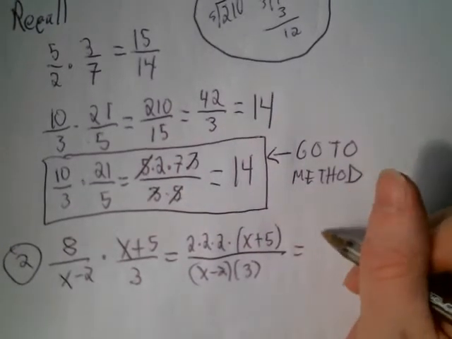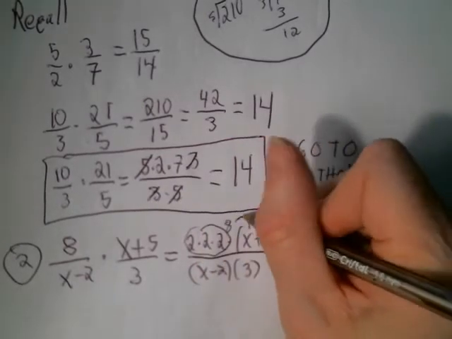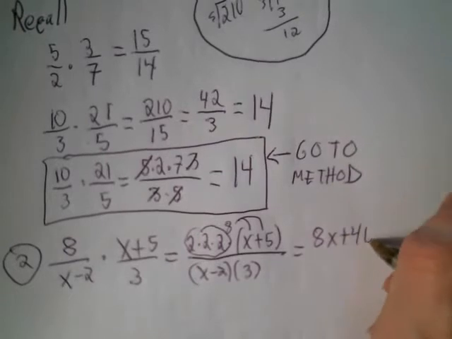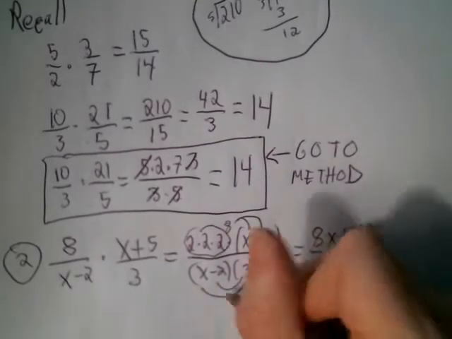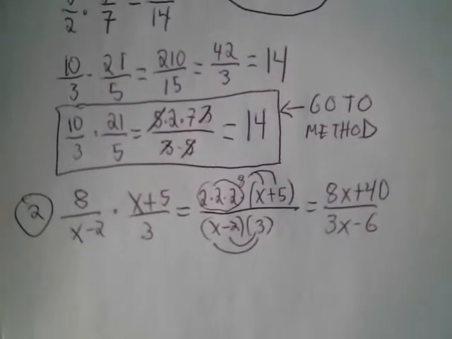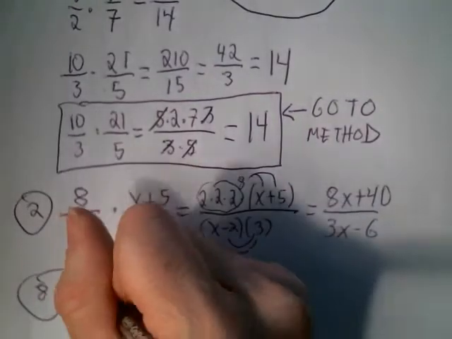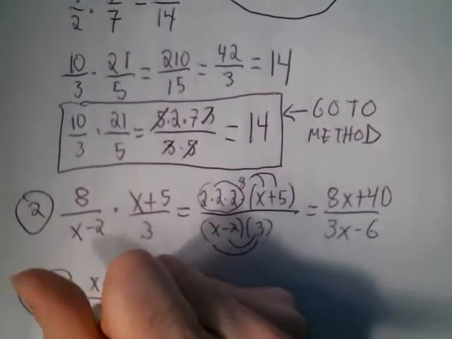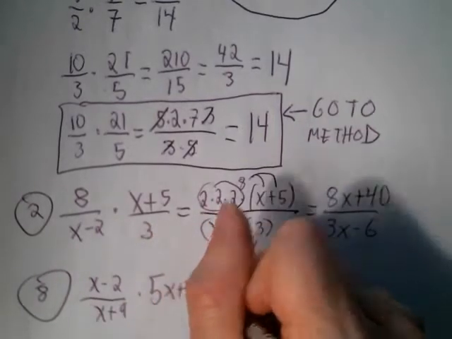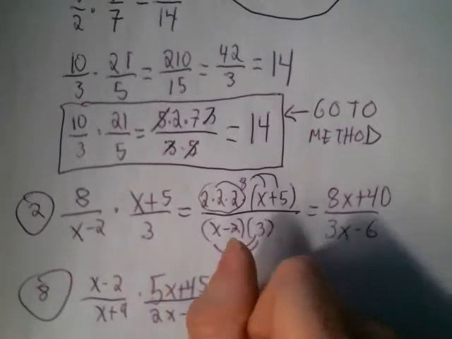So this is 8. I want to distribute that to those two terms, and I get 8x plus 40. Downstairs, I want to distribute the 3, and I'll have 3x minus 6. Okay, let's look at another. I have x minus 2 all over x plus 9 times 5x plus 45 all over 2x minus 4.